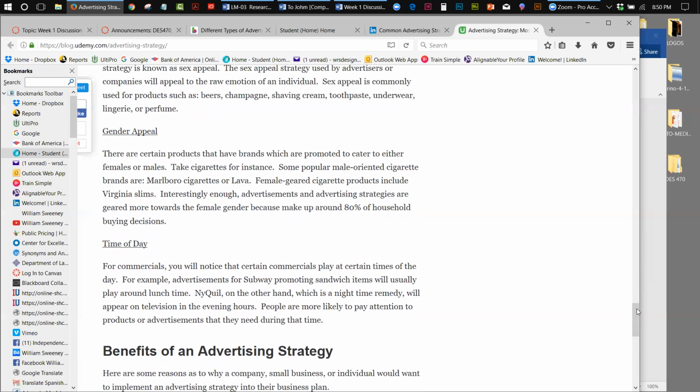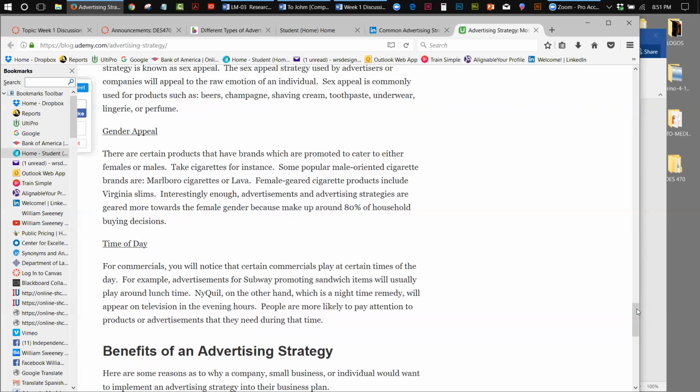So, gender appeal. There are certain products that have brands which are promoted to cater to either females or males. Take cigarettes, for instance. All right, well, you could say that about most products. Talk about cigarettes. Most of the time, cigarettes are gender neutral. I mean, there are cigarettes for women, there are cigarettes for men. Although, to be honest with you, I just said there were cigarettes for men. Actually, I don't think I can really think of a cigarette that's for men.